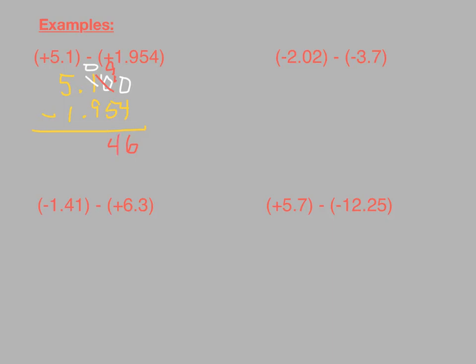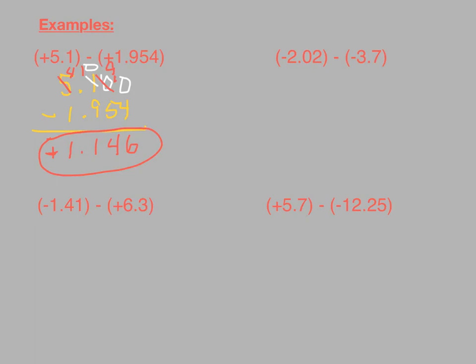I can't take 9 away from 0, so I'm going to borrow from the 5. That becomes a 4. This 0 becomes a 10. Minus 9 is 1. 4 minus 1 is 1. Drop that decimal straight down. I take the absolute values and I decide which one is larger. But in this case, they're both positive, so my final answer is going to be positive 1.146.